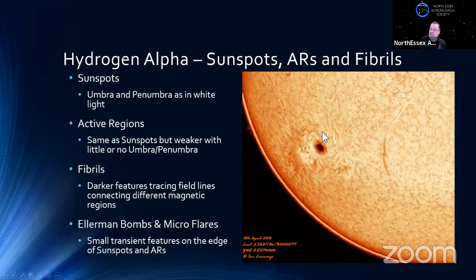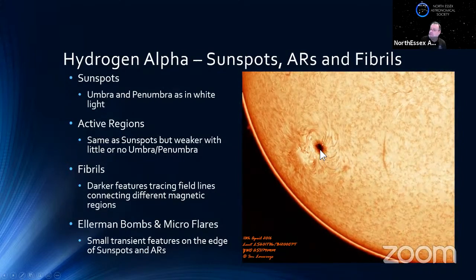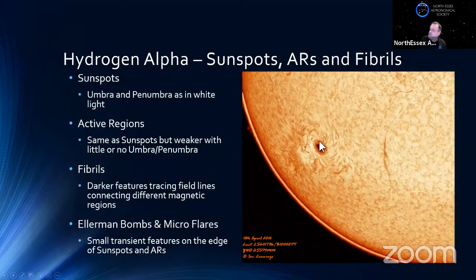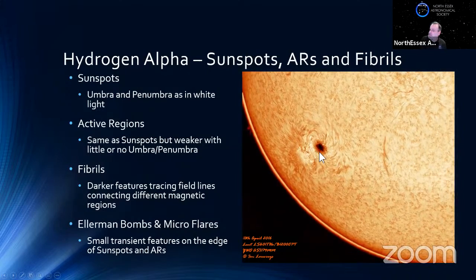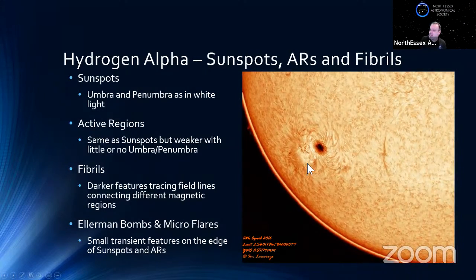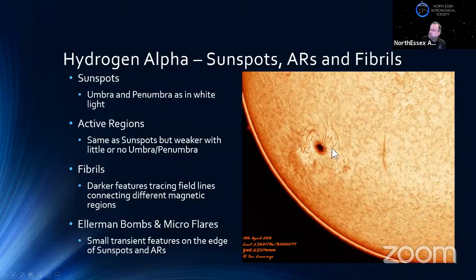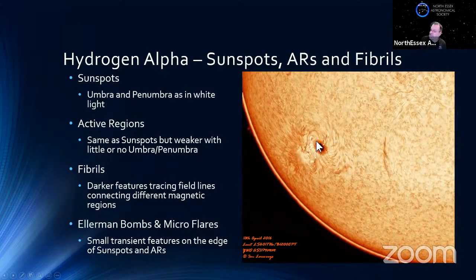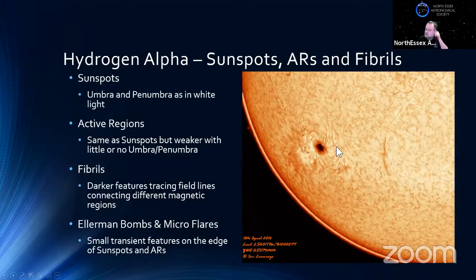You can see these curly lines. These are kind of the filaments that join the sunspots where the magnetic fields are traveling along. The smaller ones are called fibrils, and the larger ones are called active region filaments, where the fibrils bundle together.